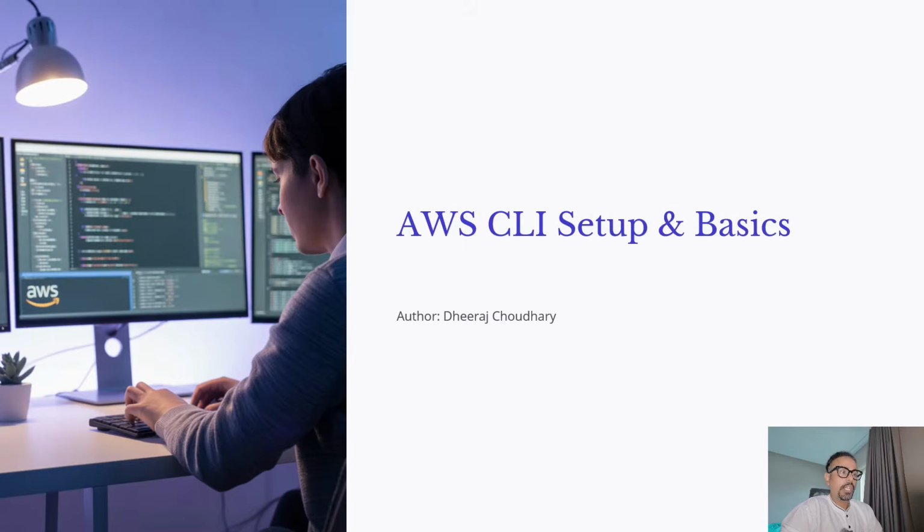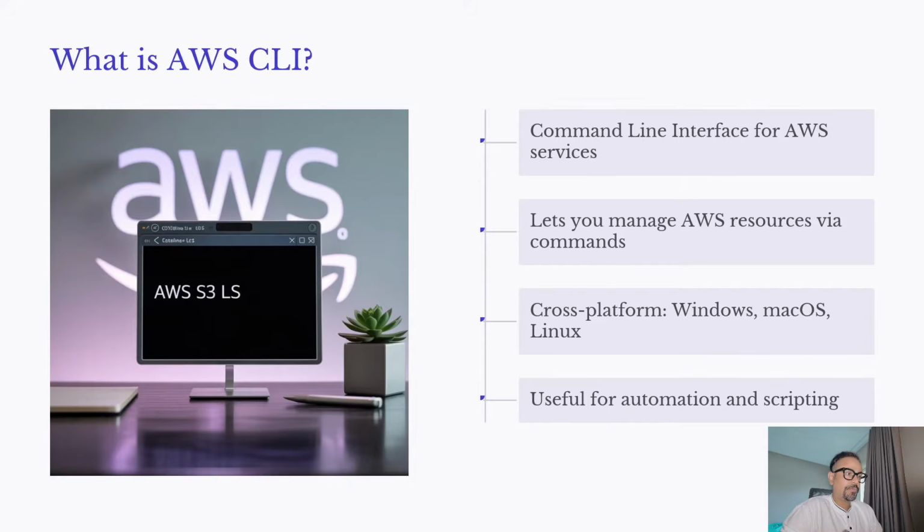AWS Command Line Interface, also known as AWS CLI, is one of the most powerful tools for AWS Cloud Engineers. With AWS CLI, you can manage your cloud resources directly from the terminal, automate tasks with scripts, and speed up your workflow without relying on the console every time. In this video, we will cover how to install and configure the AWS CLI, run some basic commands, and even see how it is being used for automation. By the end, you will have everything you need to start working with AWS CLI confidently. So let's get started with AWS CLI setup and understanding the basics of AWS CLI.